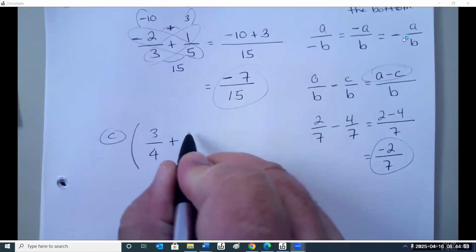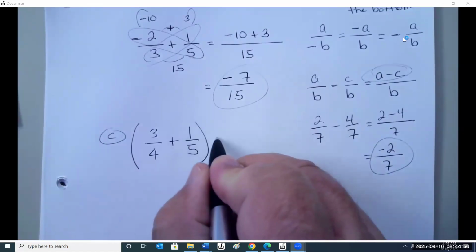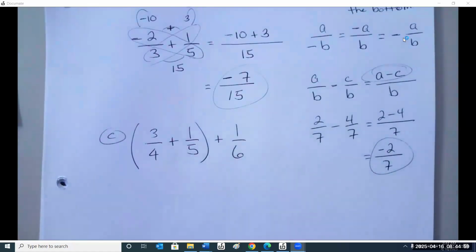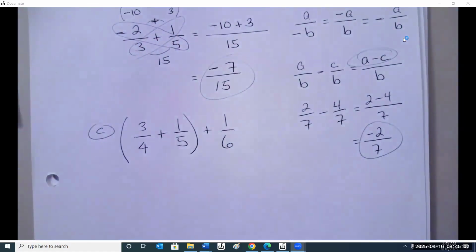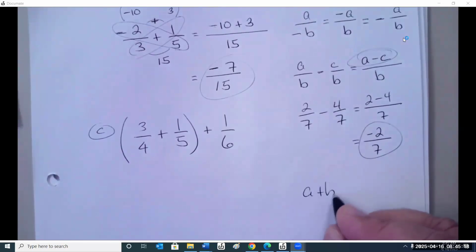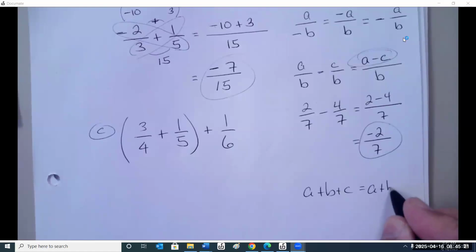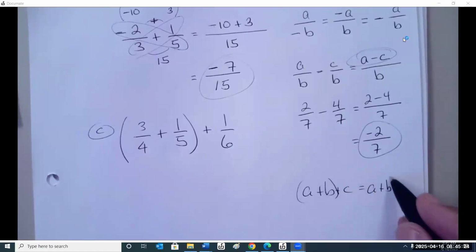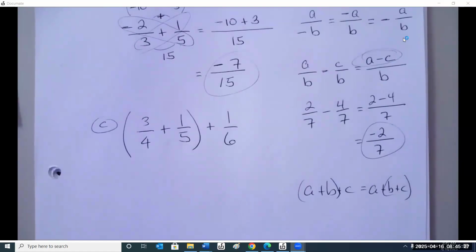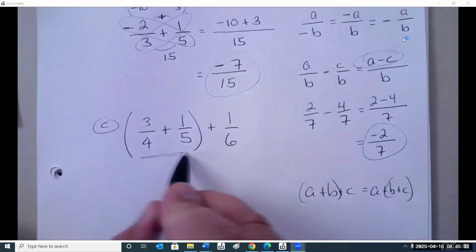Three over 4 plus 1 over 5 plus 1 over 6. Doesn't matter how many terms you have. This is an example of the associative property. The associative property simply puts parentheses around things. The parentheses tell us what? Do this first. So we have to do this first.